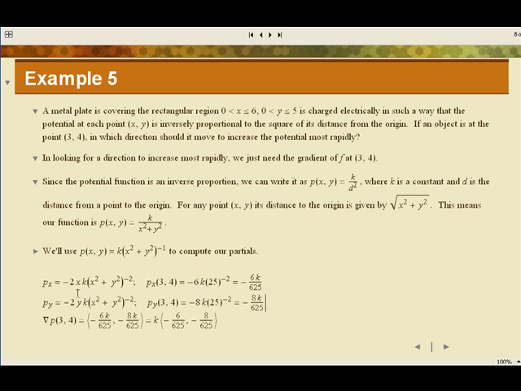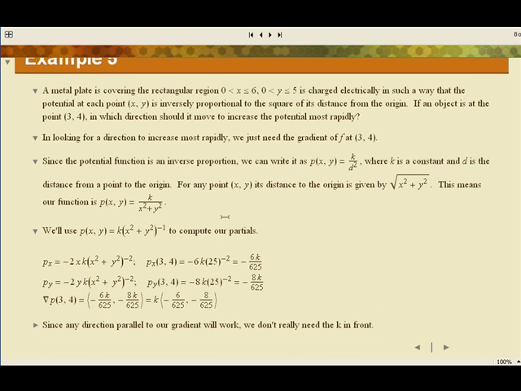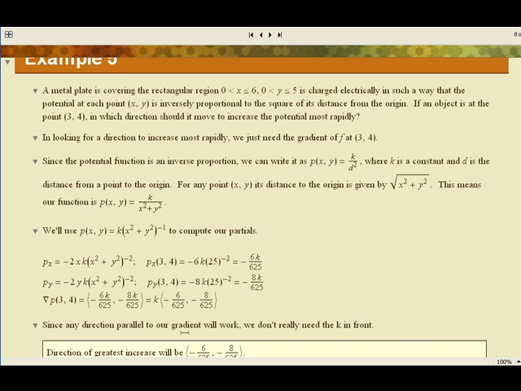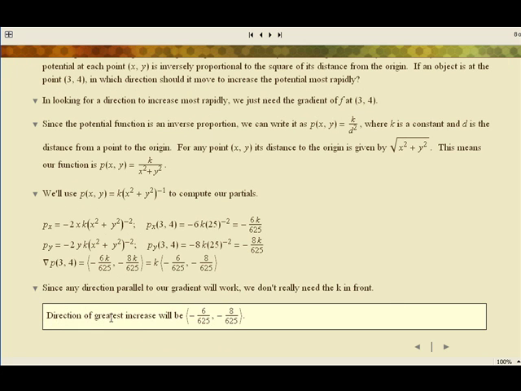Since any direction that's parallel to the gradient will work, we don't really need the k in front of that. So we can just write it this way. The direction of greatest increase will be (negative 6 over 625, negative 8 over 625). Since k is just a scalar, you can say it's in the direction of this vector. You don't need the k to give you a different length outside. So that's the direction of greatest increase in our potential, and then we're done.